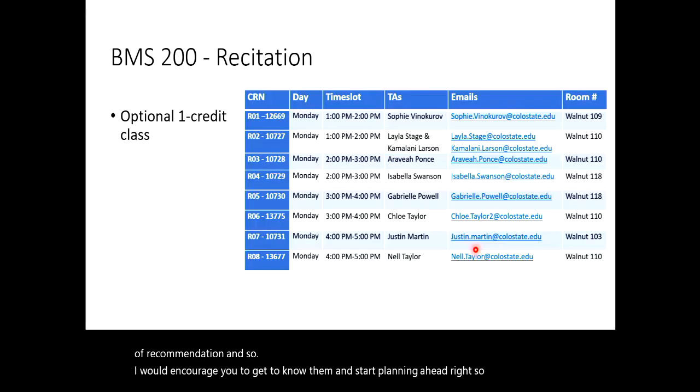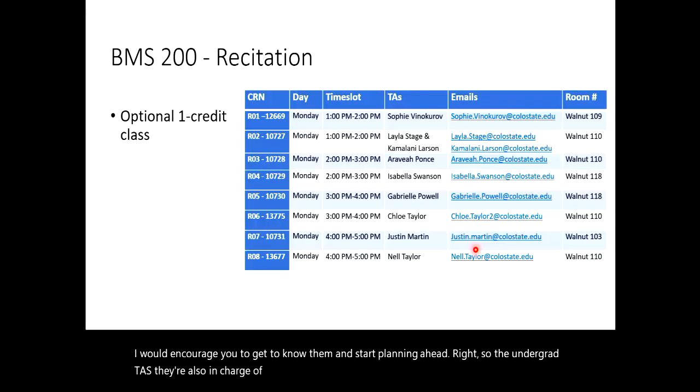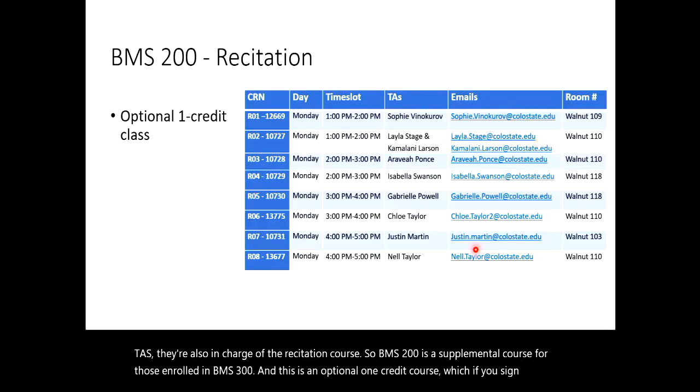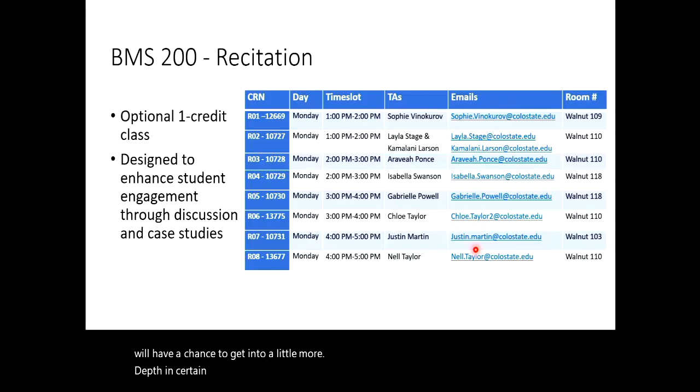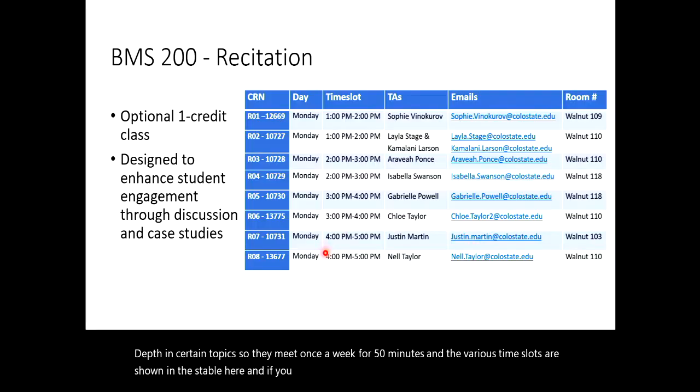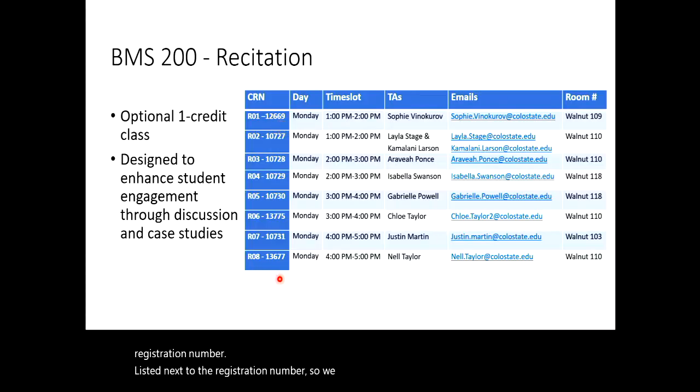So the undergrad TAs, they're also in charge of the recitation course. BMS 200 is the supplemental course for those enrolled in BMS 300, and this is an optional 1-credit course which, if you sign on, you will have a chance to get into a little more depth in certain topics, right? They meet once a week for 50 minutes, and the various time slots are shown in this table here. And if you are interested in enrolling, please use this course registration number, the CRN, listed next to the recitation number. So we have a total of 8 recitation sessions.